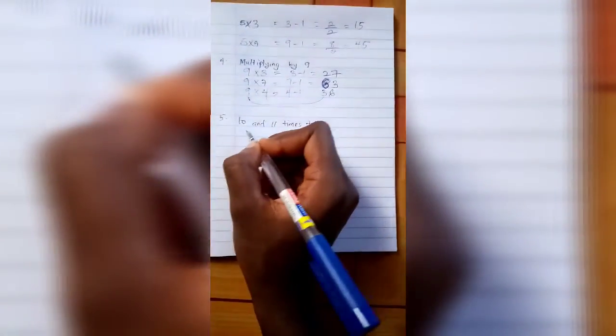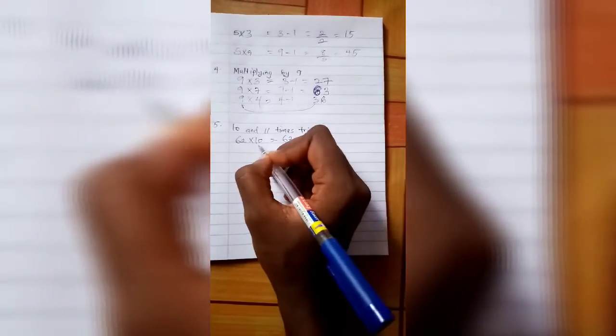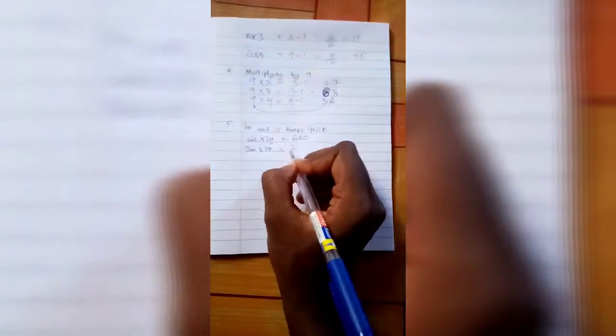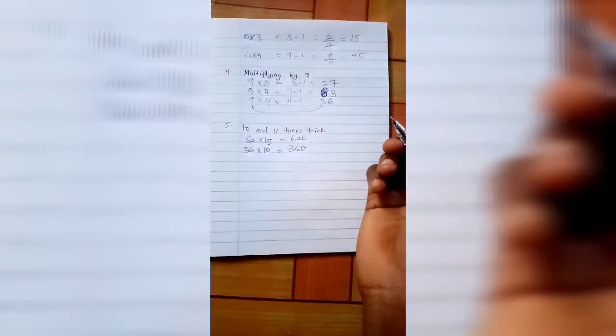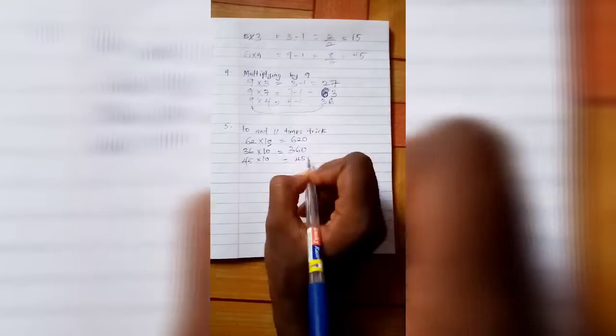Now we are going to the 10 and 11 times trick. This 10 times trick is very, very easy. What you just have to do is, if you are multiplying a number by 10, you write the number down and you add 0. Let me show you. Let's say 62 times 10. Write the number out, 62, then you add this 0. It's as simple as that. 36 times 10. Write the 36 out, then you add 0. Very, very simple. 45 times 10. You write your 45 out and you add 0.